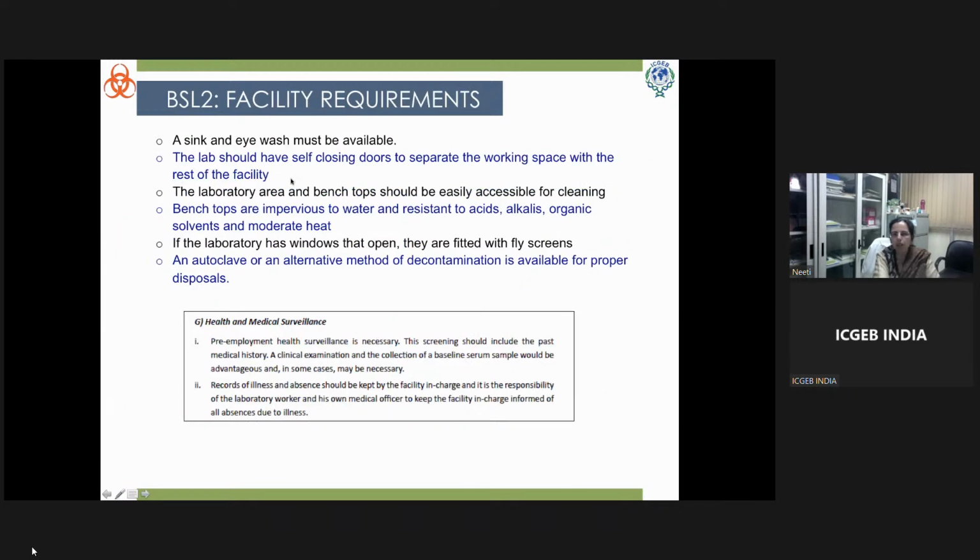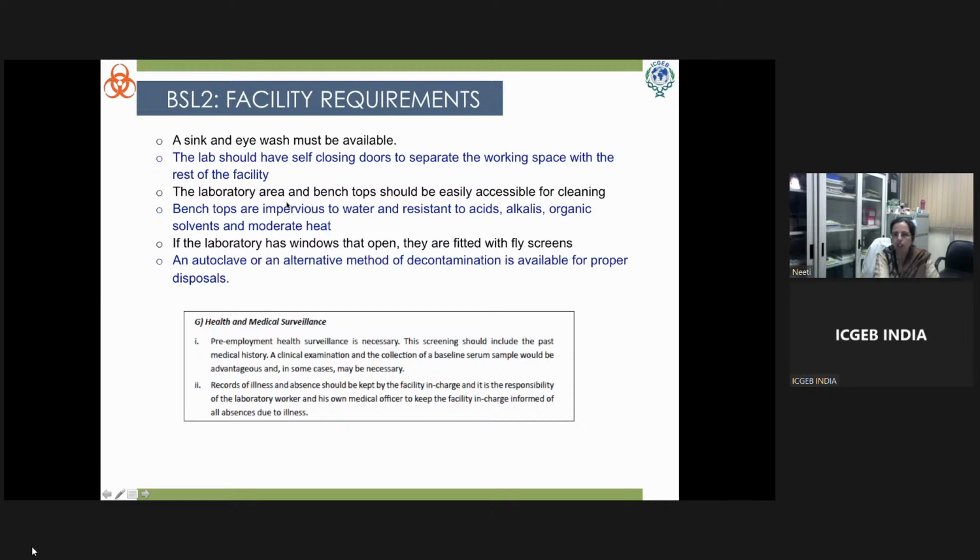Other than that, a BSL2 facility needs to have at least a sink and an eye wash area, so that a splash and water should be available for an easy splash wherever required. The doors, the entry, as I said, needs to be restricted, so it is better to have self-closing doors, and within the laboratory also dedicated areas or spaces, if the space allows, can be created to separate the working space from the rest of the facility.